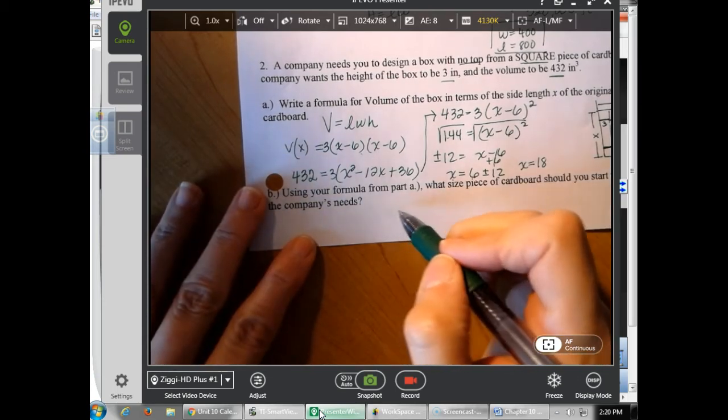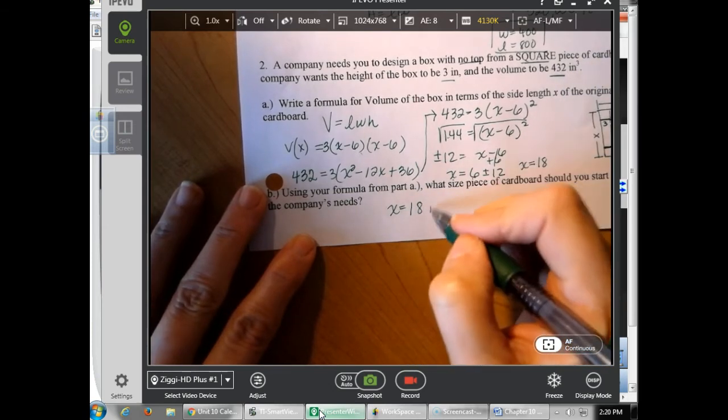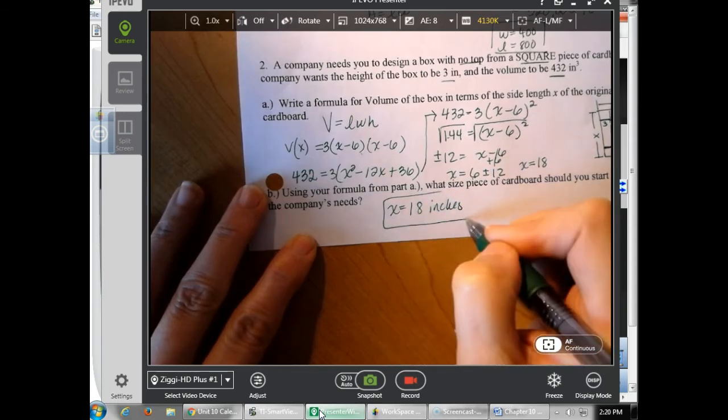So this is the answer to this right here. X is equal to 18, and it's going to be inches. All right, let's do another one.